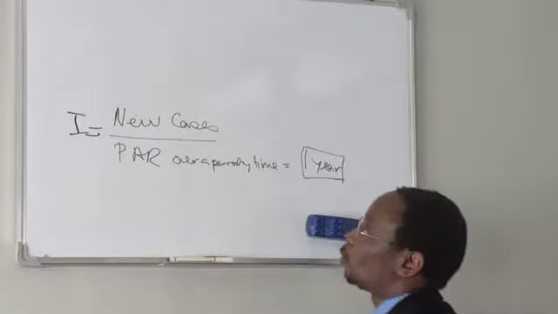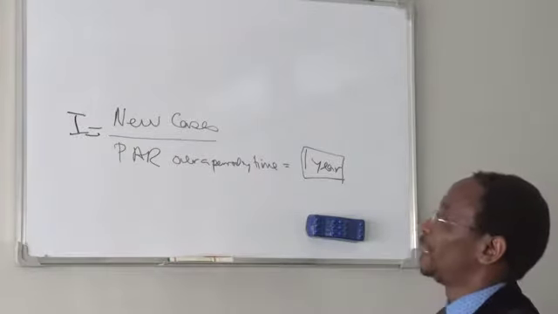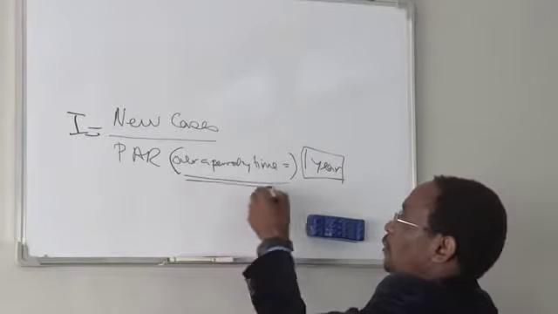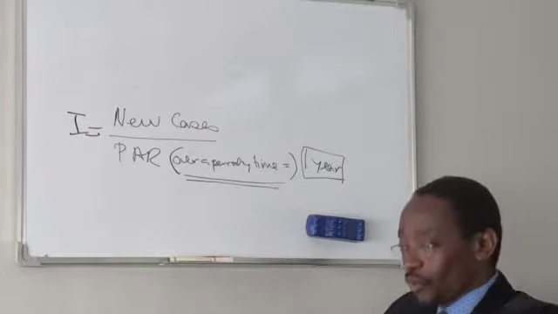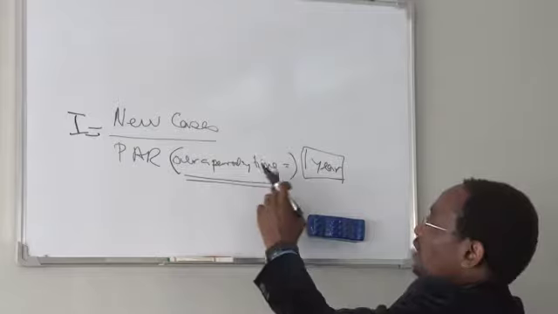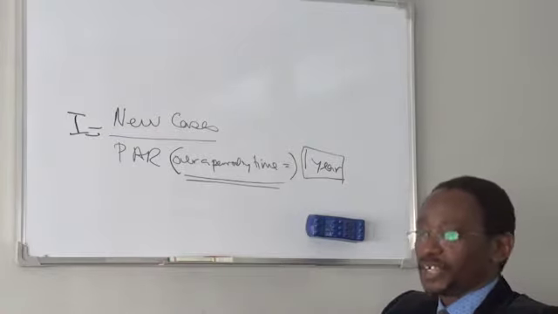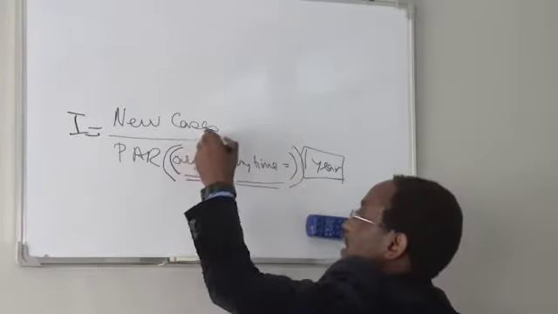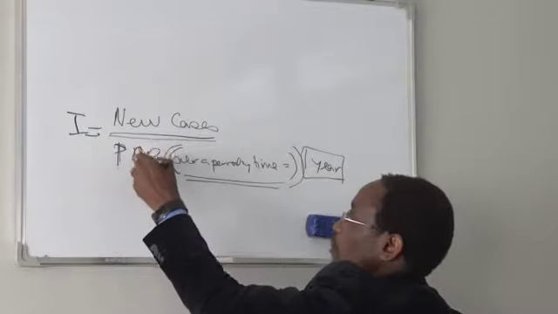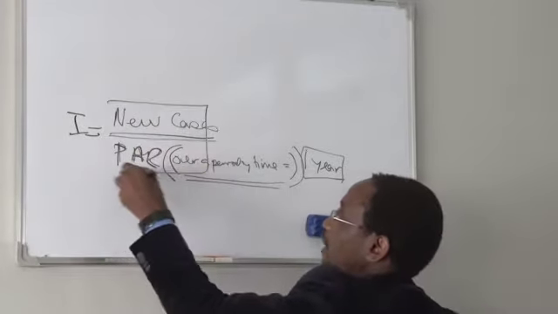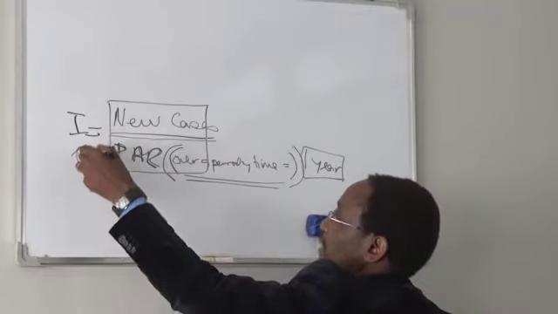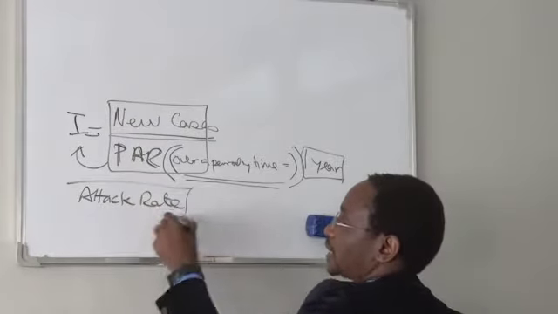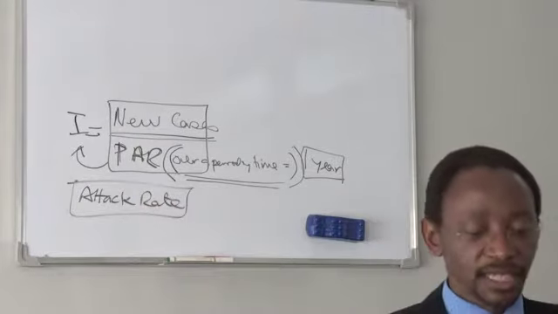Now, in outbreaks, we use the same parameter, but the period of time is implied. Because an outbreak occurs within a short period of time, we may not wait for a year. So we consider that period of time when the outbreak is occurring. So the time is implicit, and we only consider the new cases over the total population at risk in that area. And this special form of incidence, where time is implicit, is known as the attack rate. And that's one of the key measures.